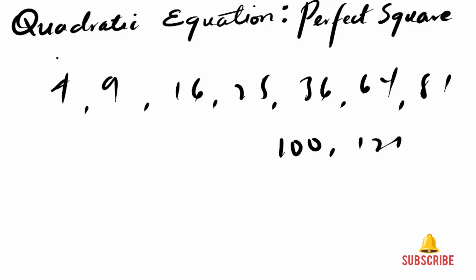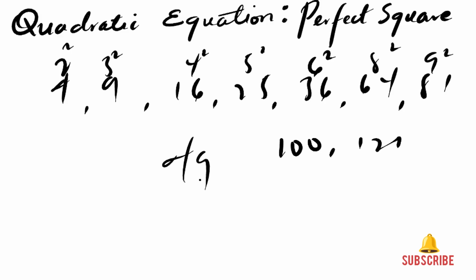They can be written in index form with power 2: 2 raised to power 2, 3 to power 2, 4 to power 2, 5 to power 2, 6 to power 2, 8 to power 2, 9 to power 2. Of course, we have 49, that's 7 to power 2. So every digit or expression that can be written as a power of 2 is a perfect square.